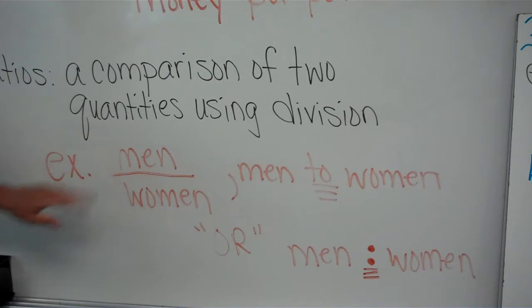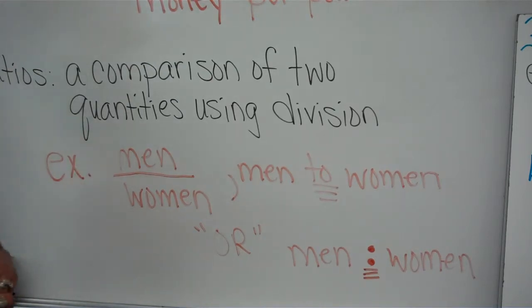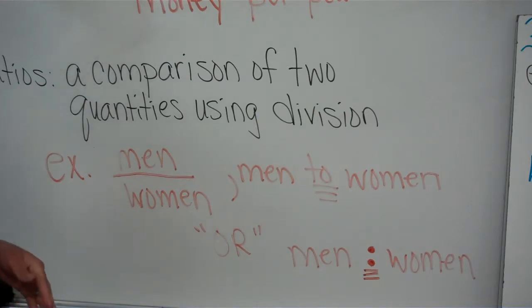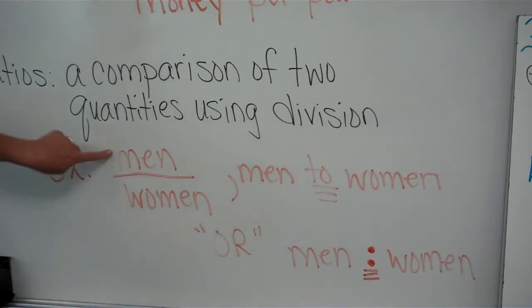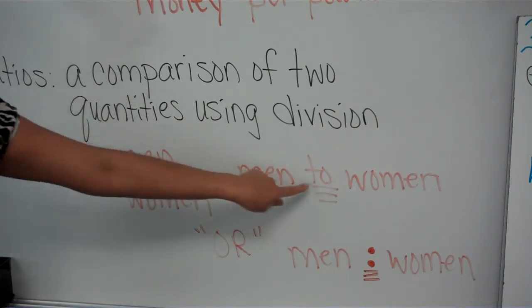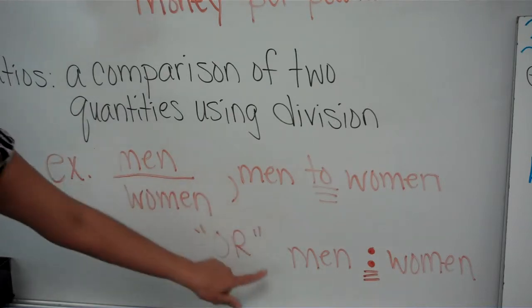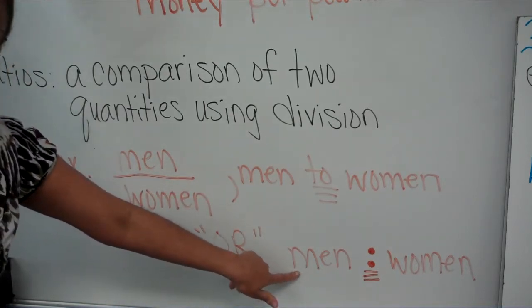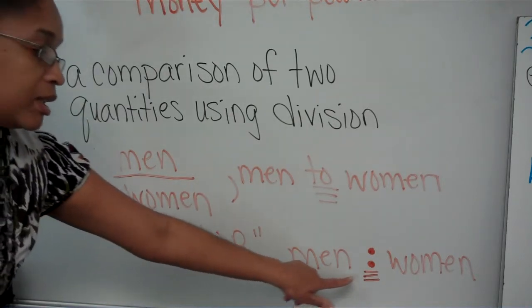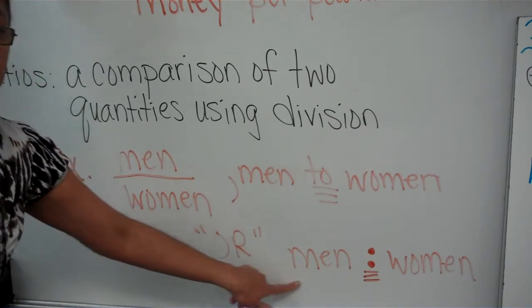So in this example, if I were to say there are 36 men for every 8 women, then the number 36 will need to be here as the numerator in this ratio, or first before the word to in this ratio, or the number 36 will need to be in front of the colon as written in this ratio because the word men is first.